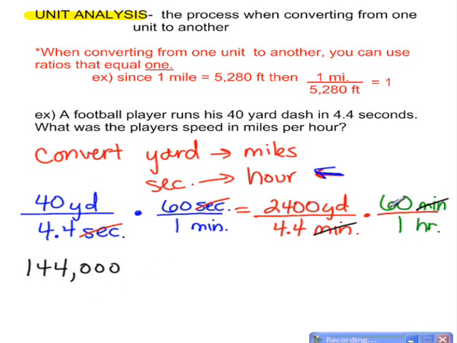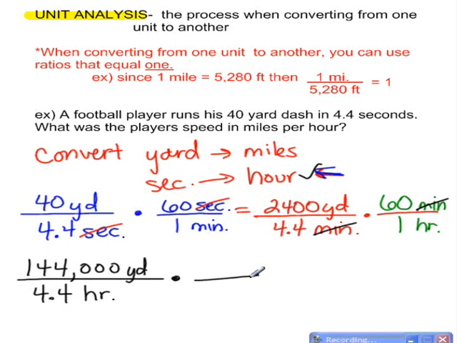144,000. And what unit is up top? Yards. On the bottom, 4.4 times 1 is still 4.4, and now look what we have, the unit of hour. So we are halfway there. We have converted seconds to hours. Now let's take care of our yards and miles.